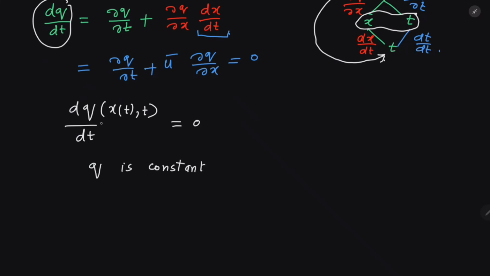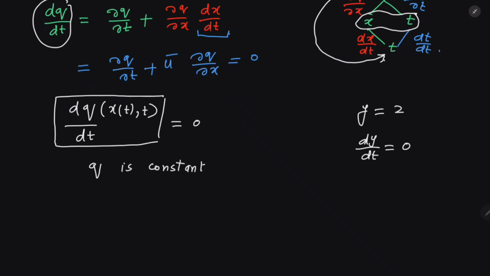Why is the derivative of some quantity 0? There is only one reason: that quantity is constant. For example, if y is constant, if y is 2, then dy by dt will be equal to 0. It means that y is constant. So the interpretation is that q is constant, but the question is where it is constant.